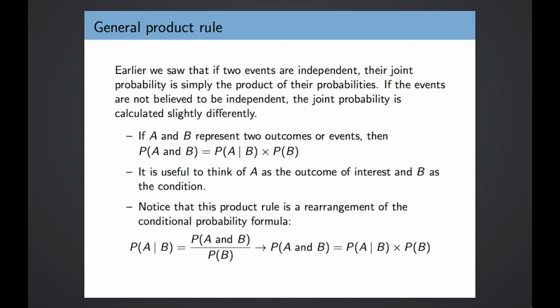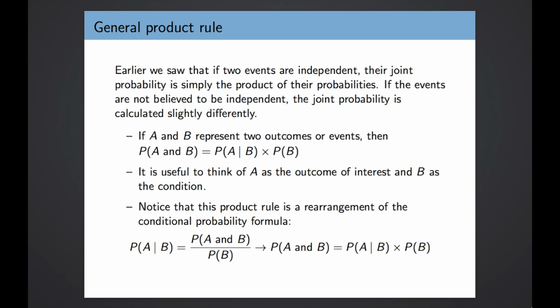The conditional probability formula says the probability of A conditional on B is the probability of A and B divided by the probability of B. If we multiply both sides of this equation by the probability of B, we get that the probability of A and B is the probability of A conditional on B times the probability of B.